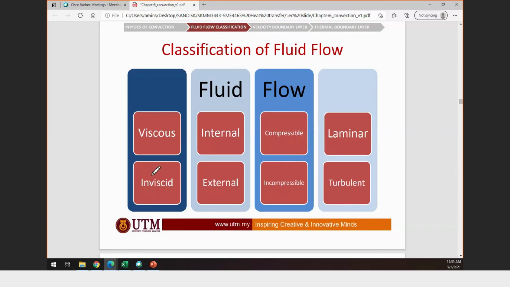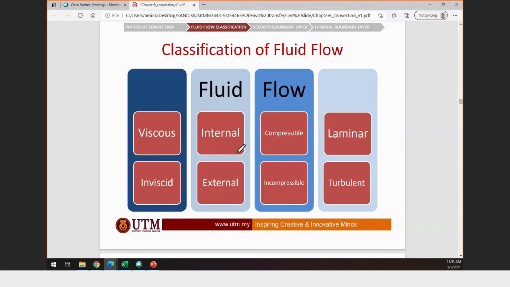Before that, viscous and inviscid. Do you know what the difference is? Viscous means the fluid has some viscosity value. This means there is some force due to the viscous motion. Inviscid means the viscosity value is very, very small, like air. Air is considered a fluid and there is some viscosity, but the viscosity is very, very small, and because of this we say that this is an inviscid flow. This means the effect of the viscosity can be negligible.